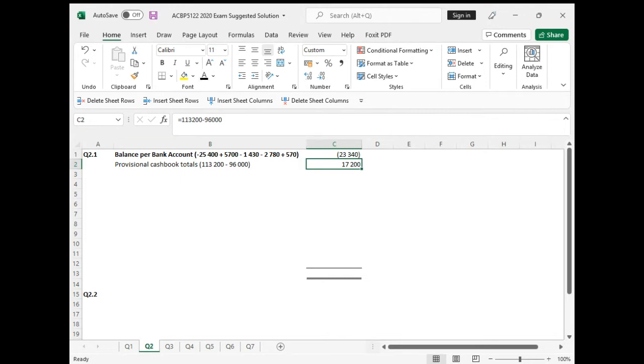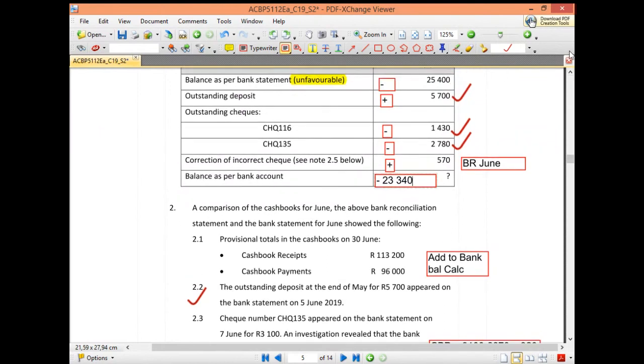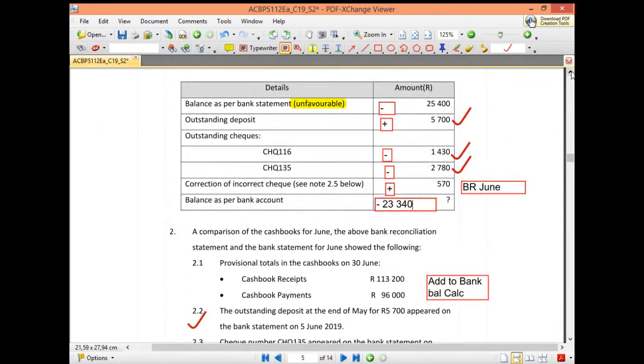Okay, so let's share the PDF again so that we can go through the rest of the question. Okay, then question 2.2, the outstanding deposit at the end of May for 5,700 appeared on the bank statement on the 5th of June. So what you do is you create a tick here. Yes, it's been dealt with. You tick it on your previous bank reconciliation so you know that you do not have to carry it over to the following months. So you put a little tick mark there to show it has been cleared.